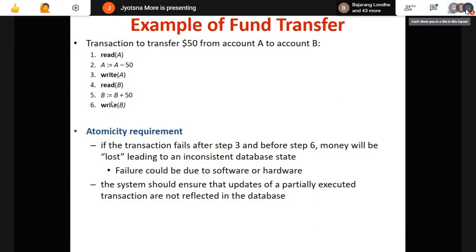atomicity. If the transaction fails after step 3 and before step 6, here you have read the value of A, you have performed the operation and you have finalized the value of A, that is, written the value of A, you have read the value of B, you have transferred the amount to B, but you fail here. After executing step 5, you failed, or maybe while reading the value of B, you failed. So what will happen? A value will be what?